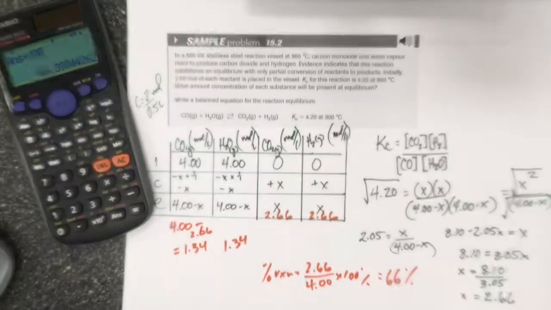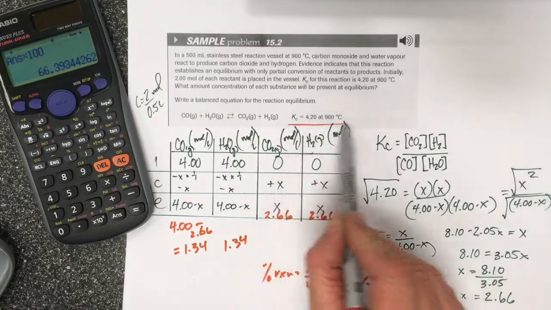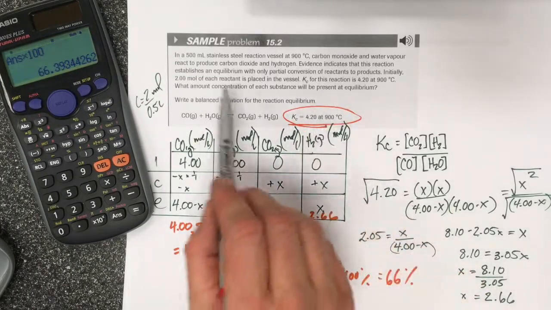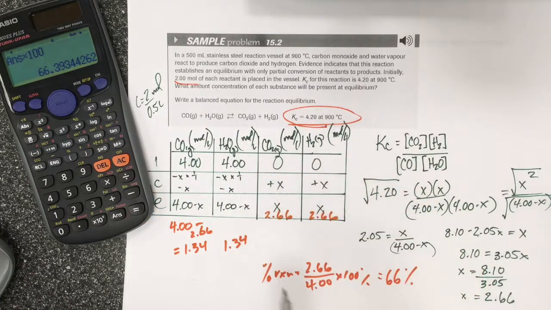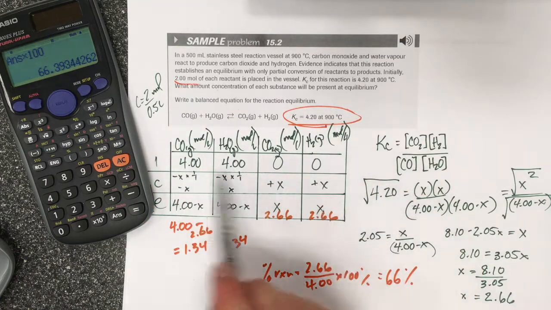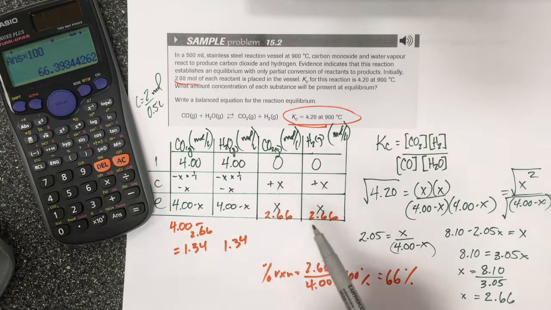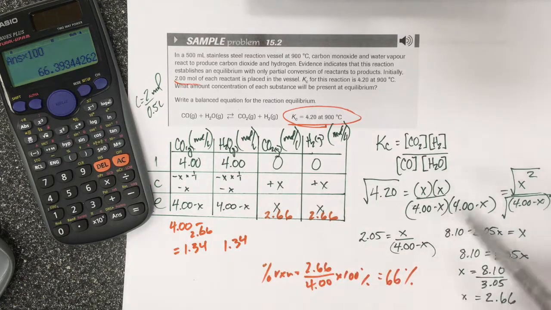So if we get into a situation where you're given a Kc and only the starting amounts of chemicals, we set up our ICE table so that the difference is x, we can then substitute those values in and calculate the equilibrium concentrations.